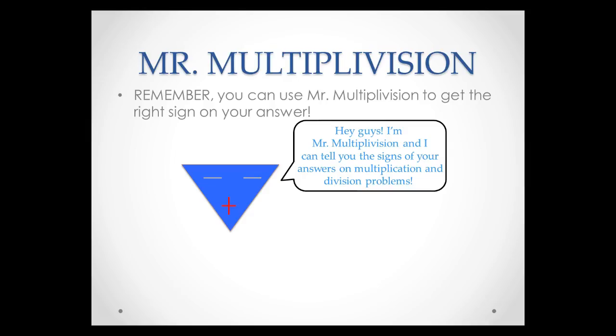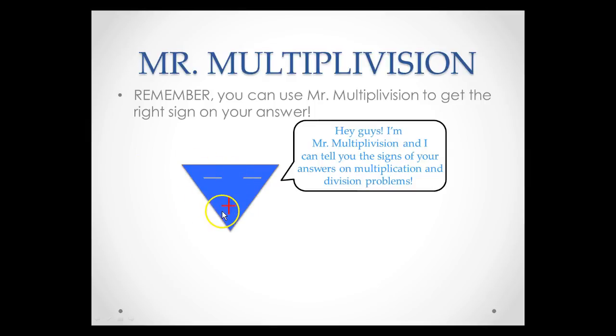I've also shared before Mr. Multiple Vision. Mr. Multiple Vision is a tool that can help you remember the rules for multiplying and dividing integers. Now remember how this works. You have two negative signs as the eyes and a plus sign as the mouth or the nose, however you look at it. And the reason why we don't need another plus sign is because we already know that two positives equal a positive.